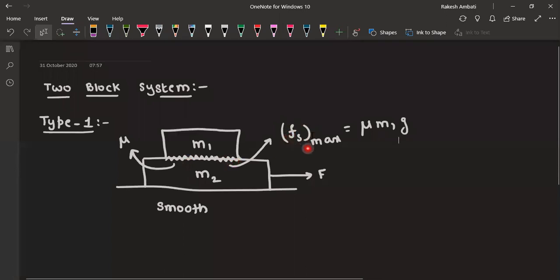This maximum static frictional force always tries to keep the blocks moving together with the same acceleration. If they are moving together with the same acceleration, then what is the meaning of relative motion between them? Just imagine that you are keeping two blocks one over another. Relative motion is zero.